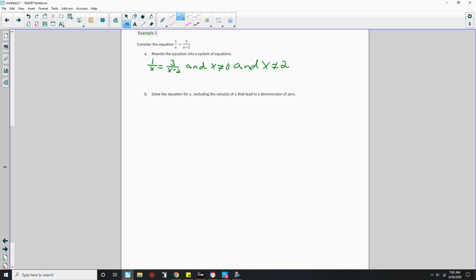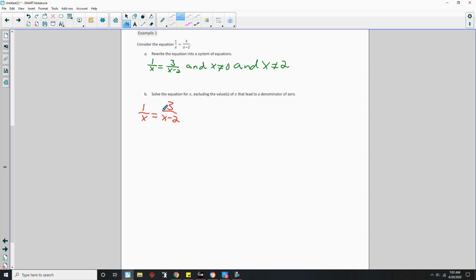All right. Part B says, solve the equation for x, excluding those values of x that lead to the denominator of 0. So if I have 1 over x equals 3 over x minus 2, in order to solve this, I can just simply cross multiply because it is a proportion.